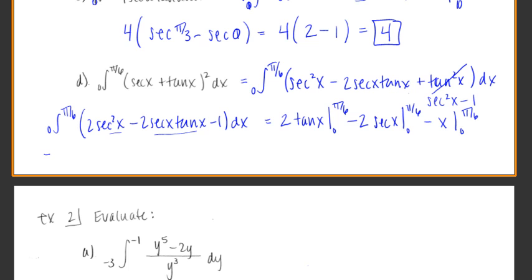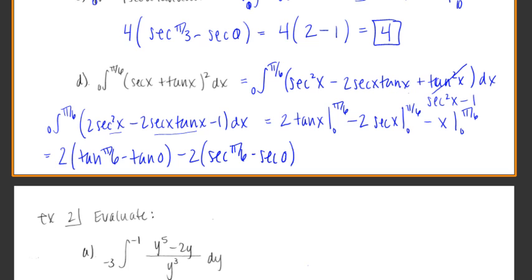Okay, so let's go through and plug in the upper bounds. Pull off that 2. So we're looking at tangent of pi over 6 minus tangent of 0. Minus 2, and then we're going to go secant of pi over 6 minus secant of 0, and then minus pi over 6 minus 0. Okay, let's just clean this up then.